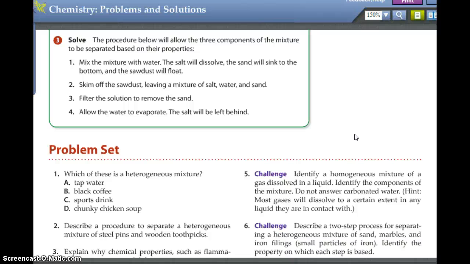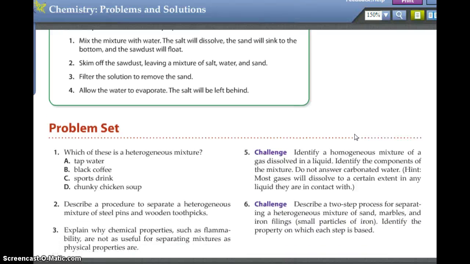Question 2. Describe a procedure to separate a heterogeneous mixture of steel pins and wooden toothpicks. So think about it, hit pause. Yeah, you could just pick them apart with your fingers, but there's a better answer. So if that's the one you came up with, hit pause again and think some more. So what you could do is use a magnet, because the steel pins will stick to the magnet and the wooden toothpicks will not.